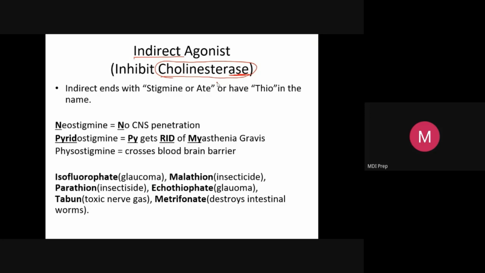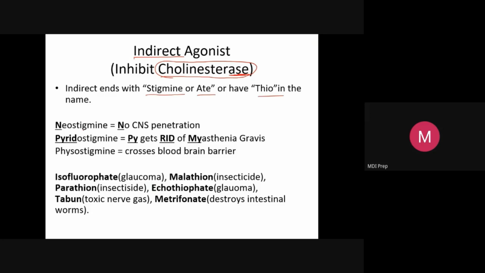Will be reduced. Correct. But what if I inhibit the cholinesterase? There will be no breakdown of the acetylcholine. Good. Okay. So that means if I needed a cholinergic drug and I can't use a direct cholinergic, I can use an indirect cholinergic, right? And the indirect cholinergics, look at this, they either end with stigmine, 8, or thiol.